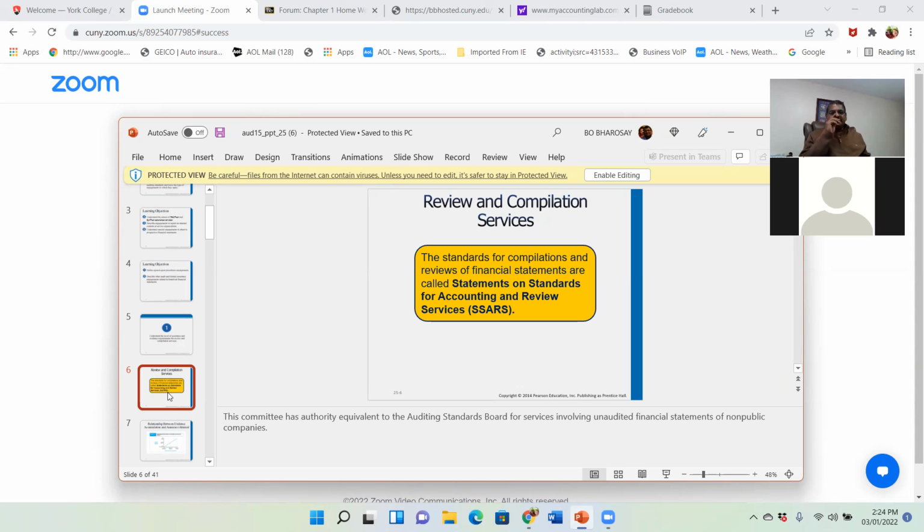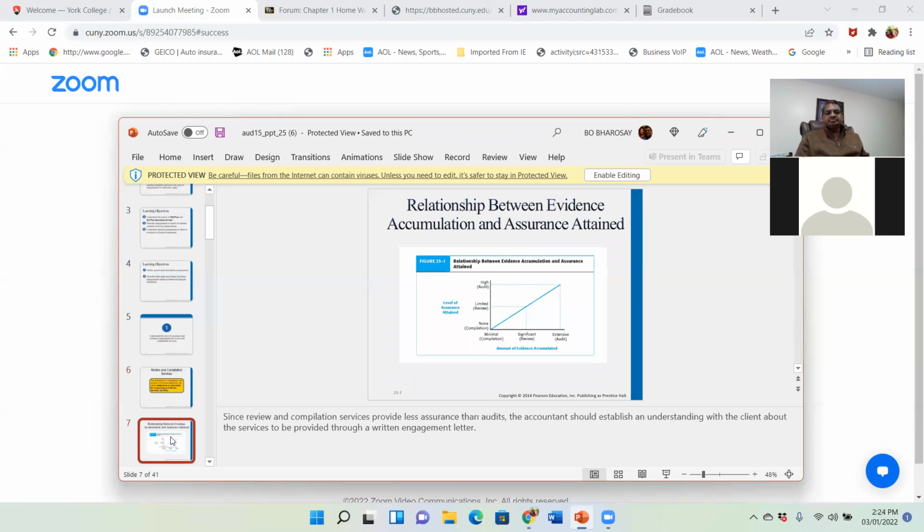Okay, back to where we were. So review and compilation services are conducted under SSARS, and those are the standards by which we conduct these services. We talked earlier about the relationship between evidence accumulation and assurance attained. This is on page 800, figure 25-1.